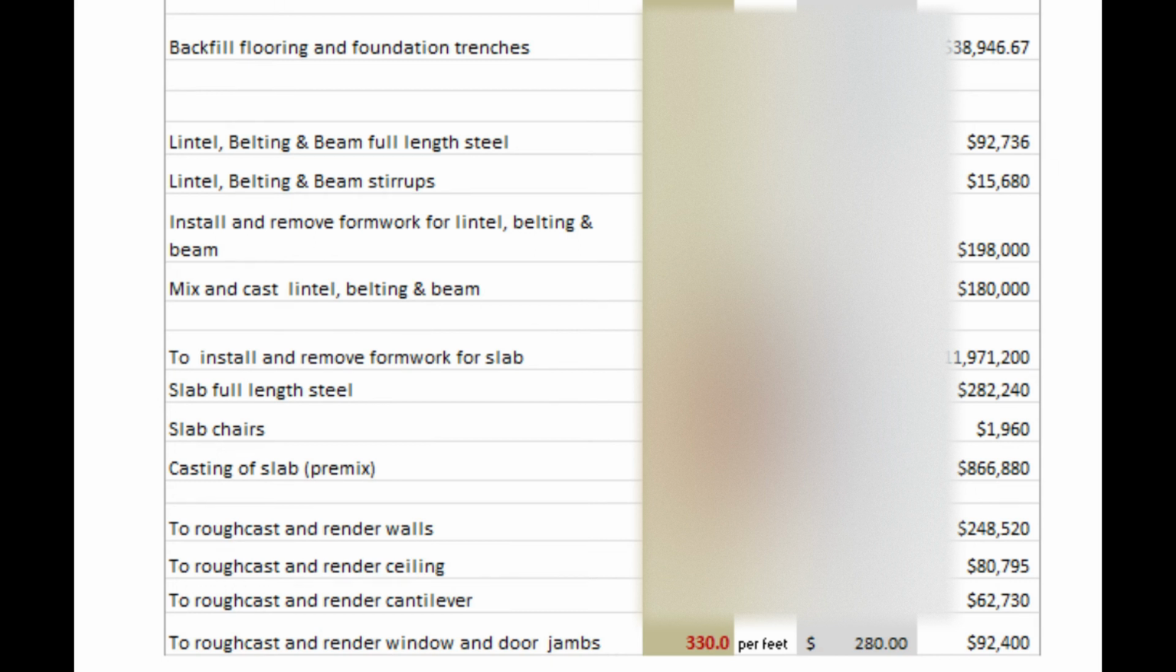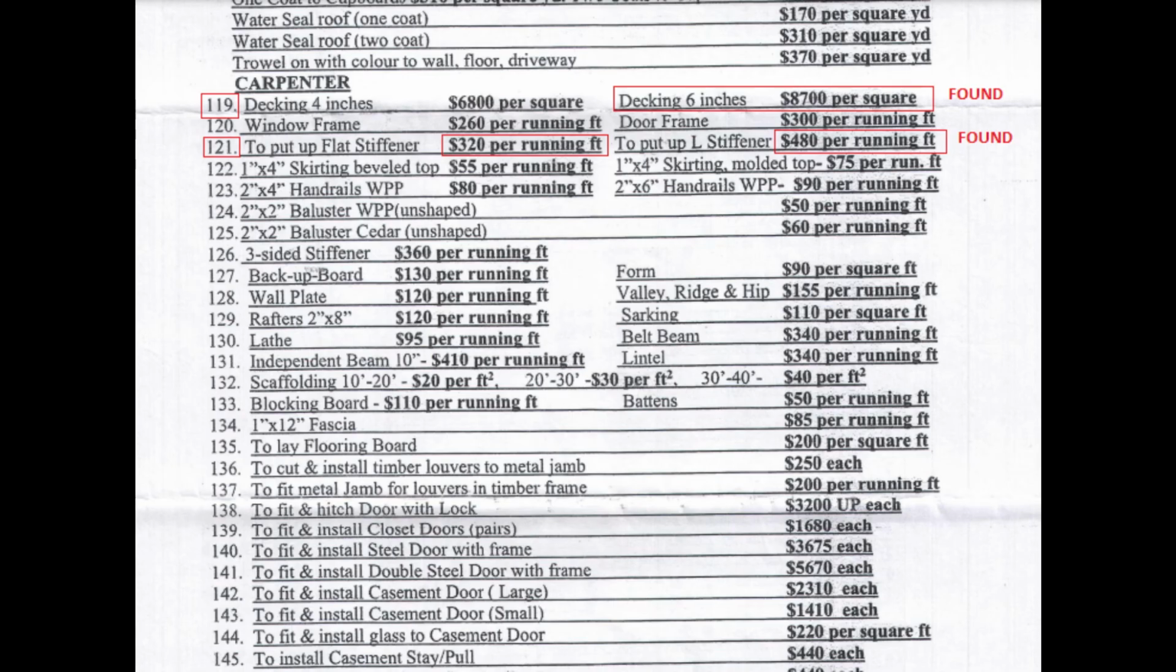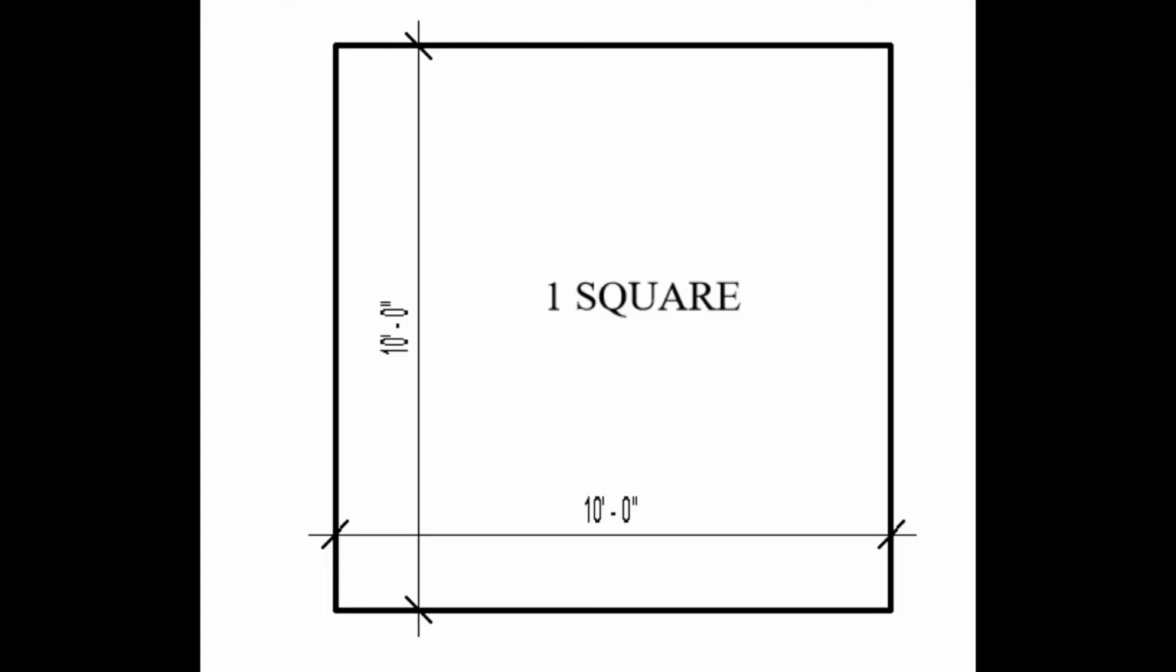The second to last conversion is to put up the decking or the suspended slab. Originally, we were using square feet. In this case, independent contractors is saying square. So a square is the equivalent of a 10 by 10 area. 10 feet length, 10 feet width, which is 100 square feet. So whatever measurements we had in square feet, we are just going to divide it by 100.